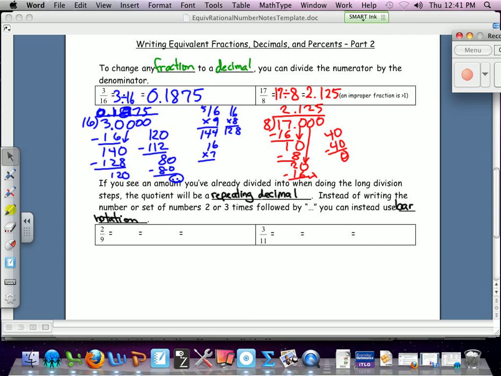So 2/9, to find 2/9 as a decimal, I'm going to do 2 divided by 9. So 9 will be on the outside and 2 will be on the inside. And you had to pause and think about that because, you know, I mix up where things need to go sometimes.